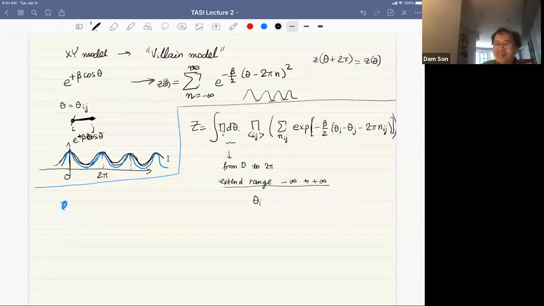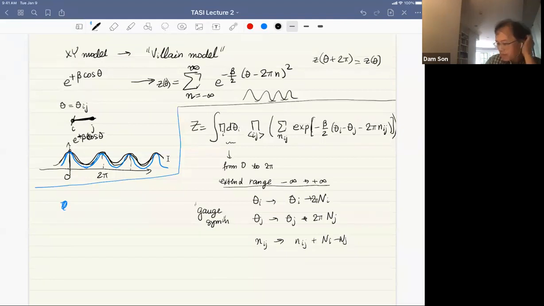The reason I can do that is that what stays inside the partition function has a gauge symmetry, some kind of discrete gauge symmetry, in which I can shift theta_i by 2 pi times an integer, theta_j by 2 pi times another integer, and n_ij can be changed to n_ij plus n_i minus n_j. By using this gauge freedom, I can map any configuration of theta to one where theta is between 0 and 2 pi. So basically I introduce some trivial infinite factor, which can be factored out by choosing a certain gauge in which theta is between 0 and 2 pi. So I can think about this integral over theta as going from minus infinity to plus infinity without any problem.